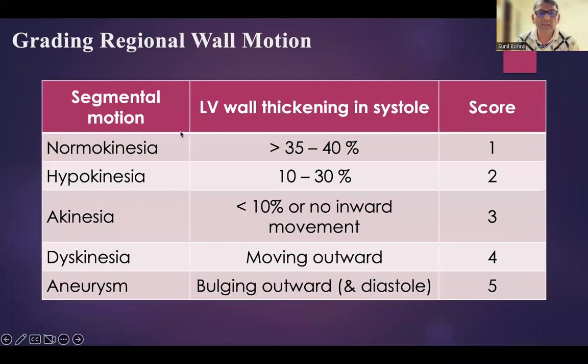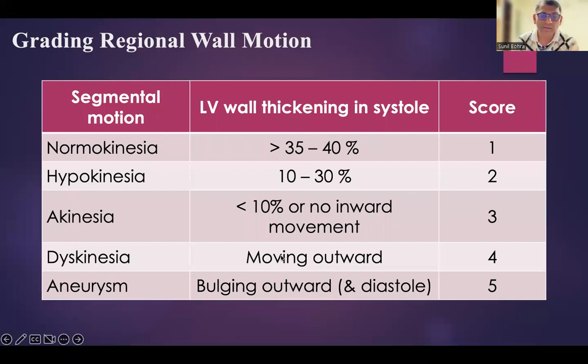We look at the LV wall thickening in systole. If the wall thickening is more than 35 to 40%, then that segment is called normokinesia, and we give a score of 1. If the wall thickening is between 10 to 30%, then that segment is hypokinetic and a score of 2 is given. And if the wall thickening is less than 10% or there is no inward movement, that is the systolic thickening, then that segment is labeled as akinetic and a score of 3 is usually given.